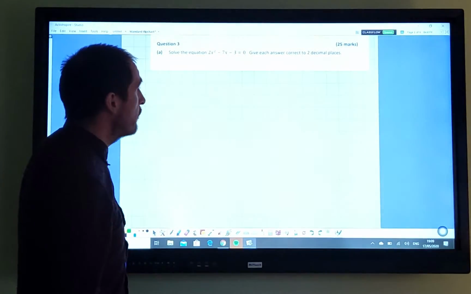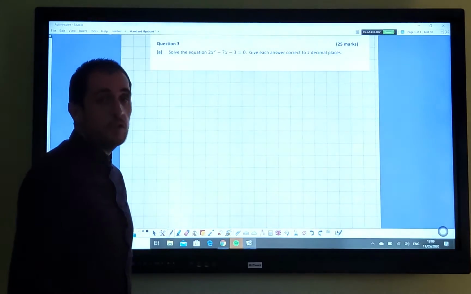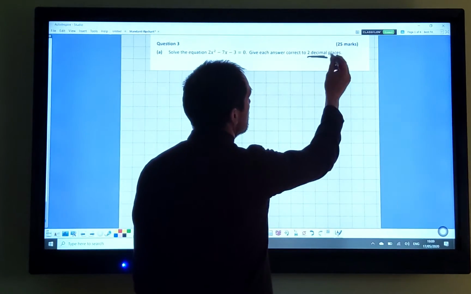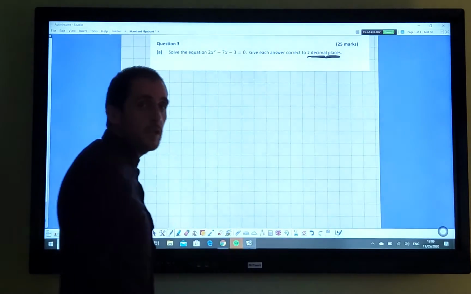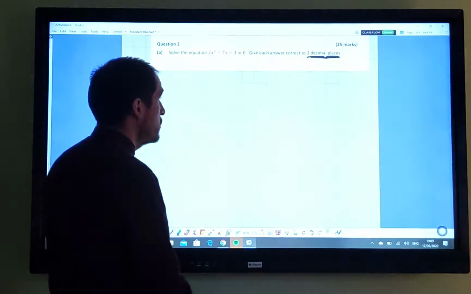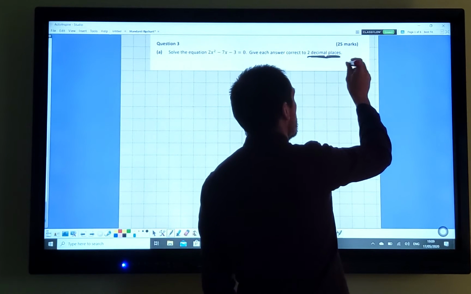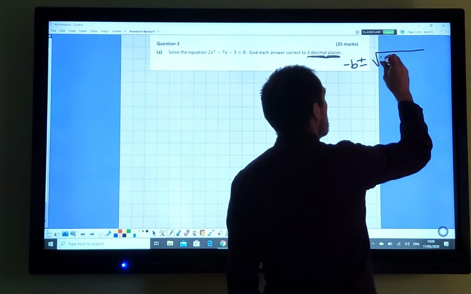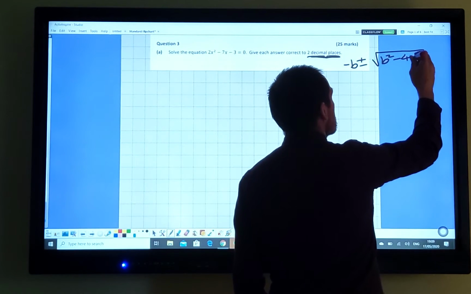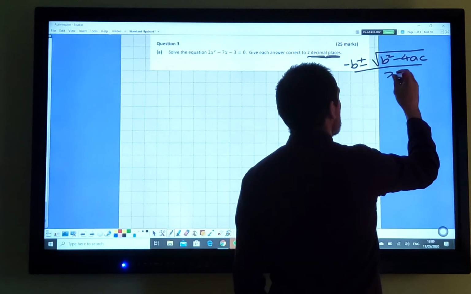Now the formula we have for this is called the quadratic formula, and I know to use this because it says here decimal places. So when you see a quadratic equation and you're asked to correct to two decimal places, you use the quadratic formula, which is as follows. It's minus b plus or minus the square root of b squared minus 4ac, over 2a.